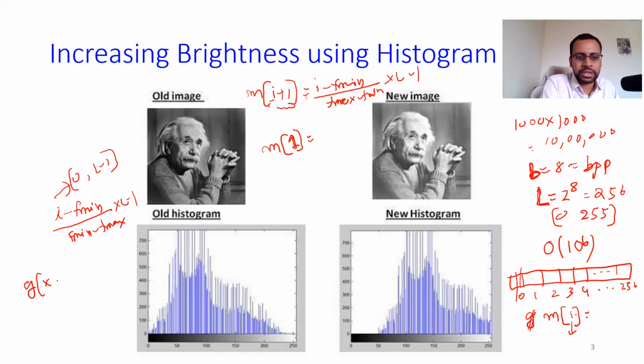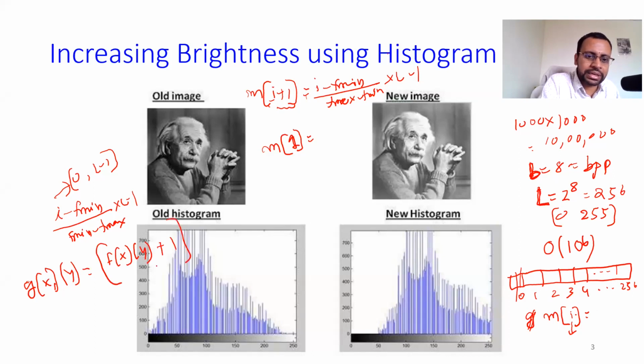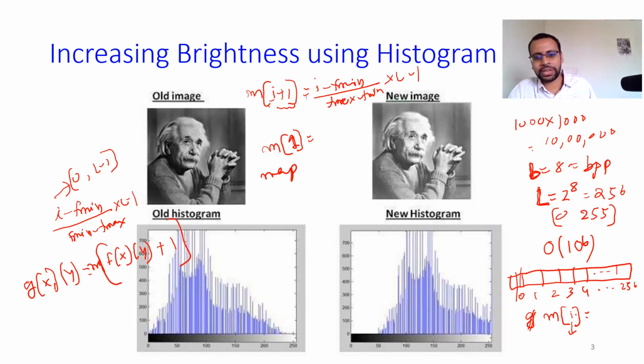comma y. Okay, say for example, g of x comma y will be simply now equal to f of x comma y will give you the intensity, right? And for that, you just add 1, and there you look at the new index for your map. Write a little more meaningful names. Let's say map or something like that. Map of f of xy plus 1. As simple as that.